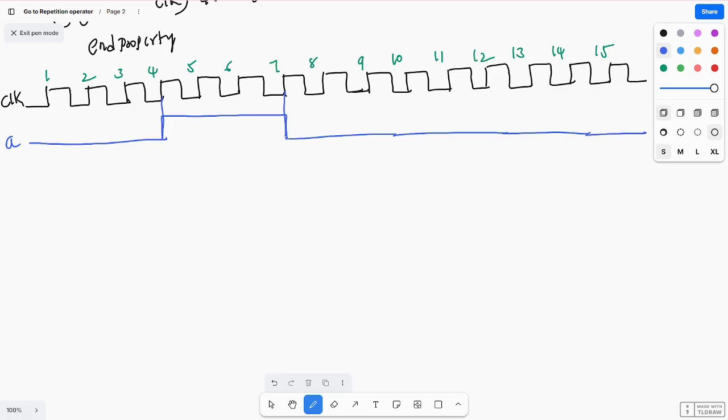And B, at the third cycle it is 1, and it will be 1 only, till all cycles it will be 1 only.